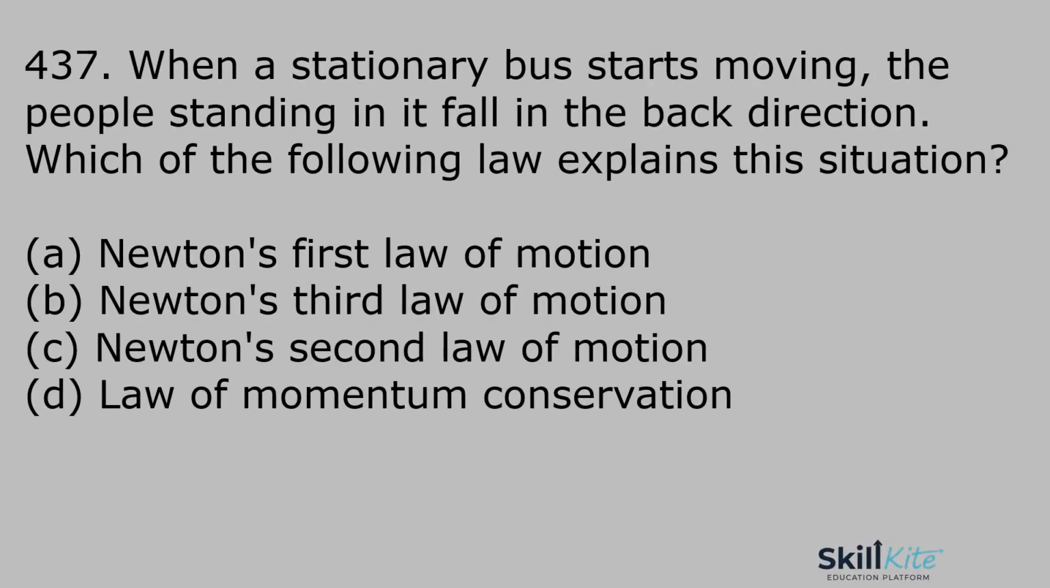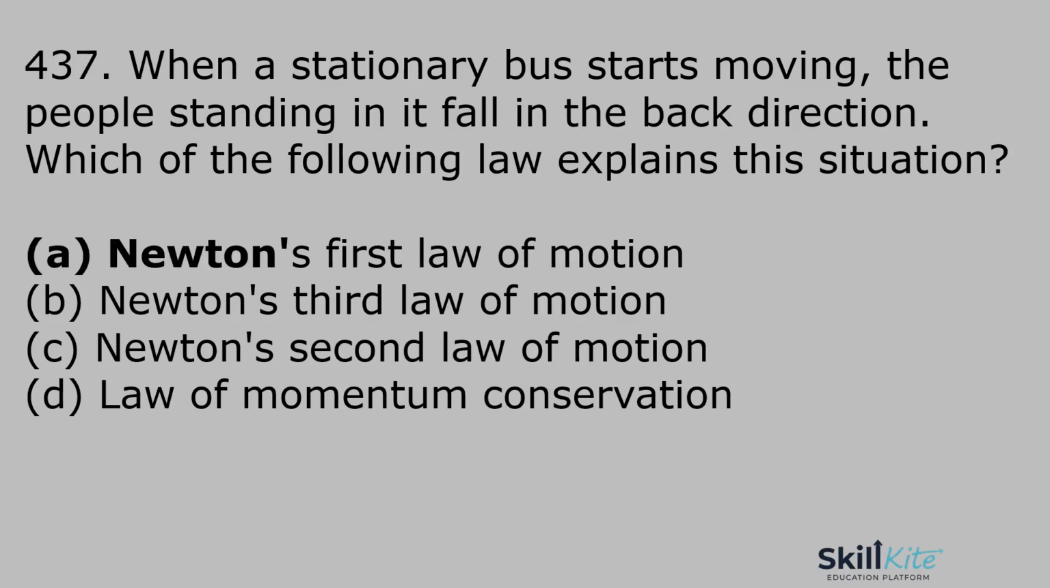When a stationary bus starts moving, the people standing in it fall in the backward direction. Which of the following laws explains this situation? That is the first law of motion. The law of inertia we learned in the previous slides. So that is the result.